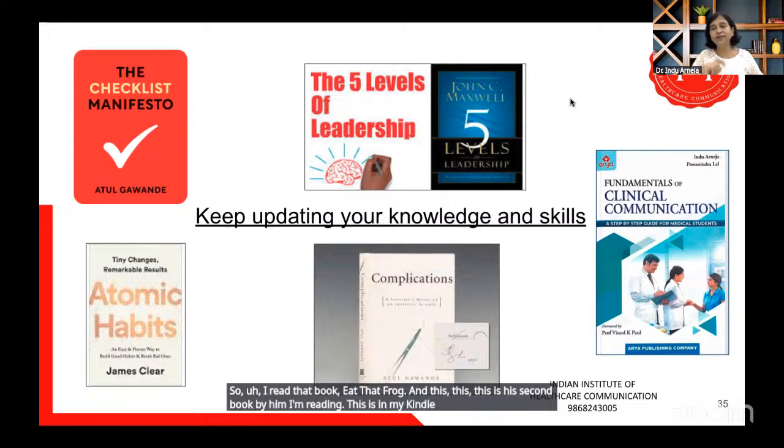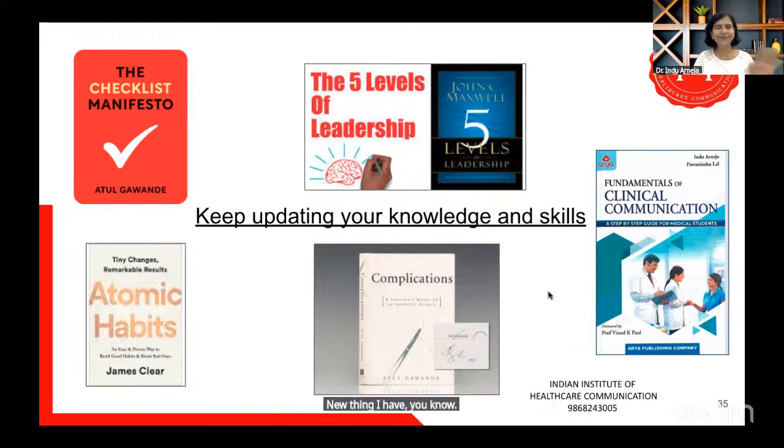I love reading on Kindle now. That's another new thing I have done. I really love this book. So I recommend all of you to keep upskilling yourself, and especially doctors.